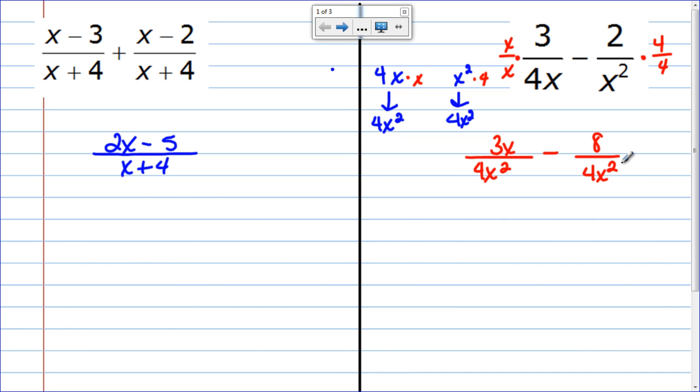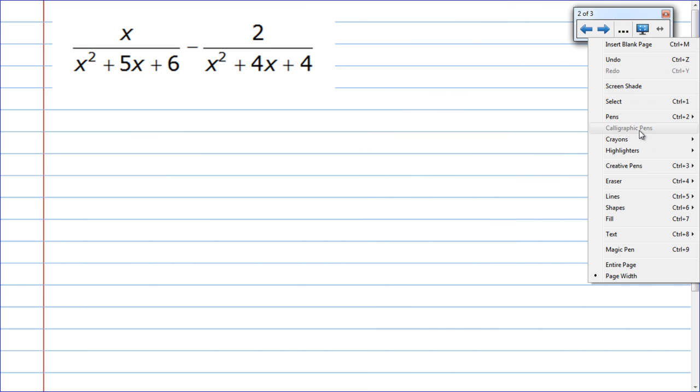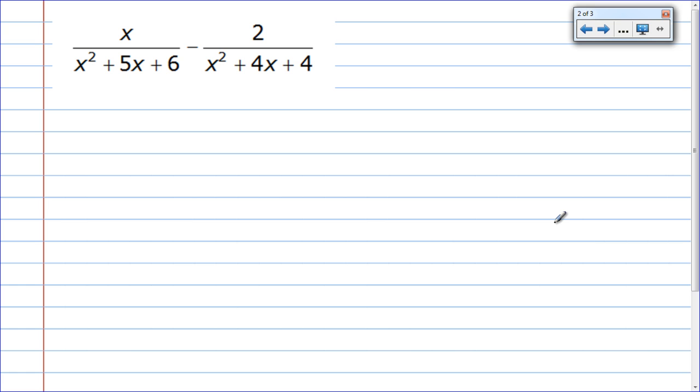Now the denominators match, so I can subtract them. 4x squared is my new denominator, and then 3x minus 8 just becomes that, 3x minus 8. Done. Let's try one that's a little more difficult. This one here is going to require that we factor the denominators first. I need to see what they look like in factored form so I can determine what they need to have in order to match, to be the same, so I have common denominators.